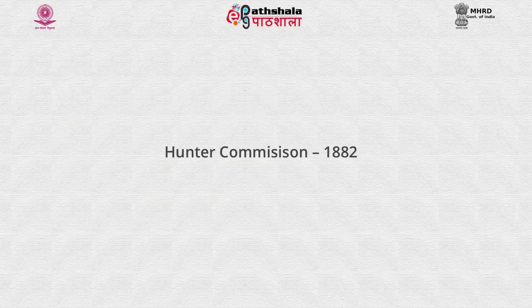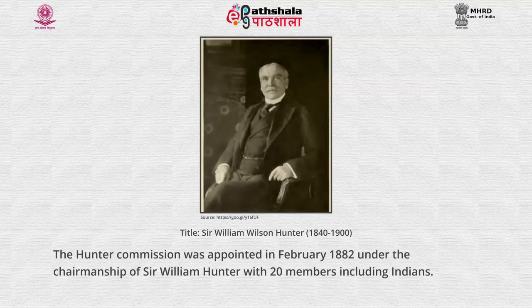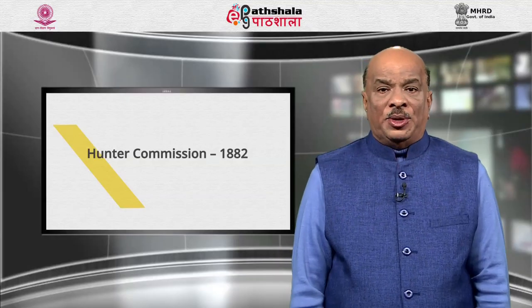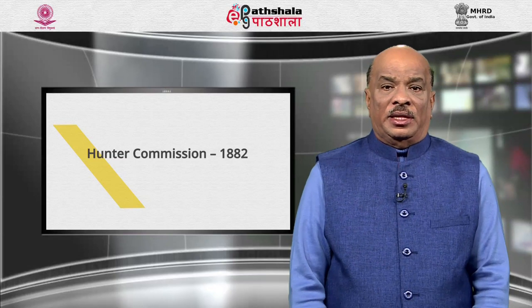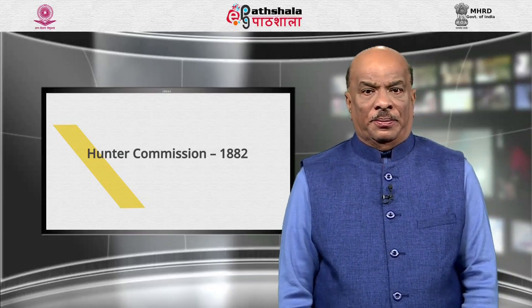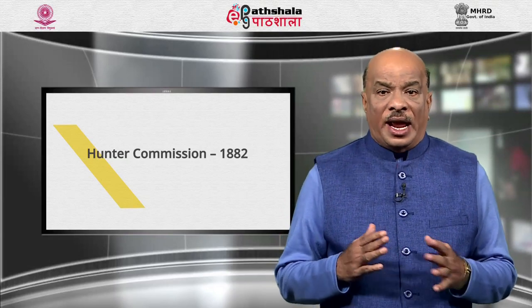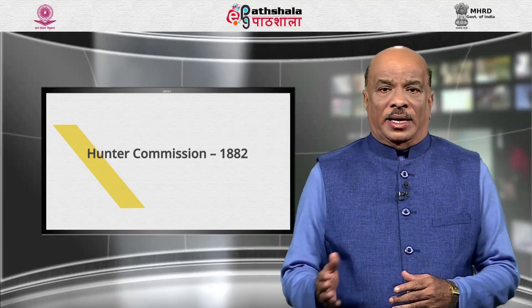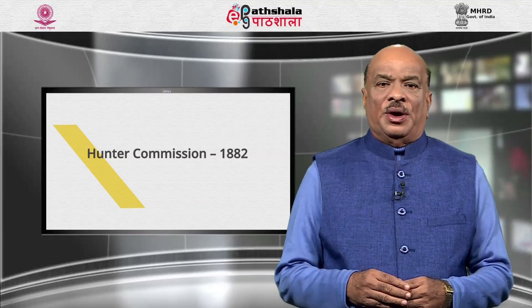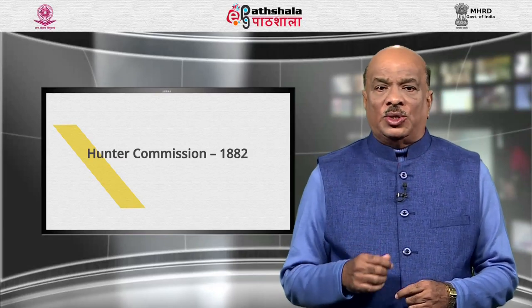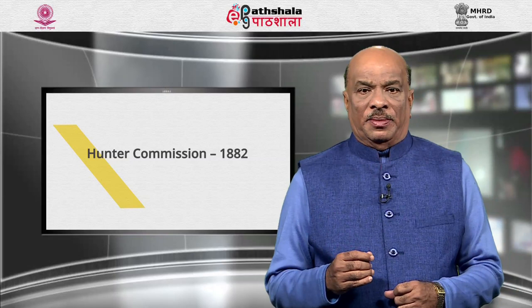Hunter Commission, 1882. The Hunter Commission was appointed in February 1882 under the chairmanship of Sir William Hunter with 20 members, including prominent Indians. The committee was primarily meant to assess and reformulate primary education in India. The terms of reference of the commission were to assess the utility of the grant-in-aid system and prepare guidelines for education institutions working under the British government and also under the private education system.